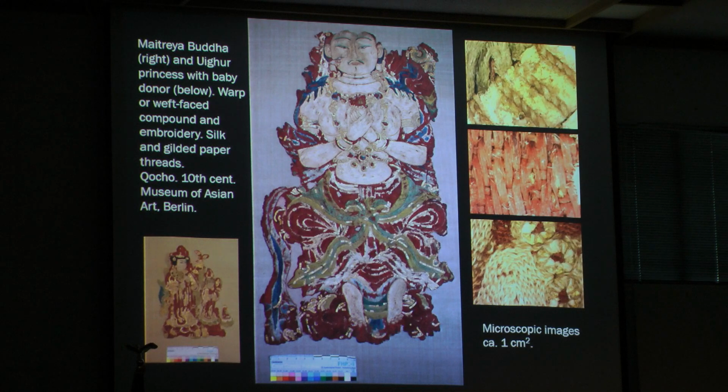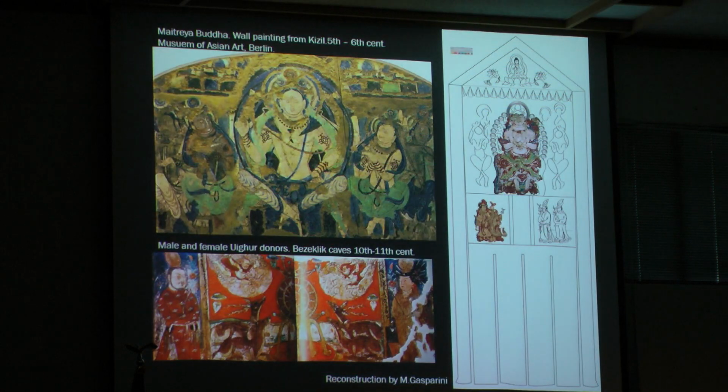So I reconstructed the image according to common pictorial standards in the area. The Maitreya on the textile, although much later, is sitting in the same position as a Maitreya Buddha from the Kizil caves, like the one that Monica Zin showed to you last Friday. And the donors really recall those from the Bezeklik caves. So this is my reconstruction. I imagine this banner like one of the triangular banners we found in Dunhuang, and we have some examples also in the Turfan collections.